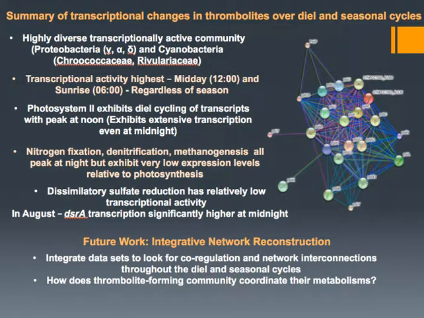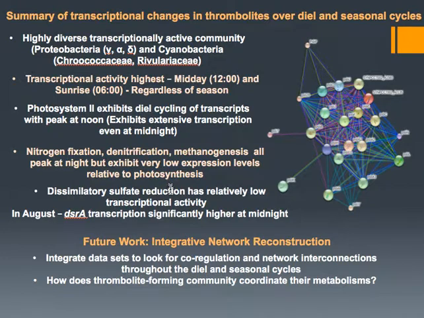What we found was the most transcriptionally active time period appears to be noon. Then sunrise was the second most abundant. It didn't matter what season it was, always the highest amount of activity happened at noon. Nitrogen fixation, denitrification, methanogenesis, all those peaked at night, but they had much lower expression levels than photosynthesis. That to me suggests photosynthesis is the most dominant metabolism in thrombolite communities, and photosynthesis is responsible for most of the carbonate precipitation in this community.